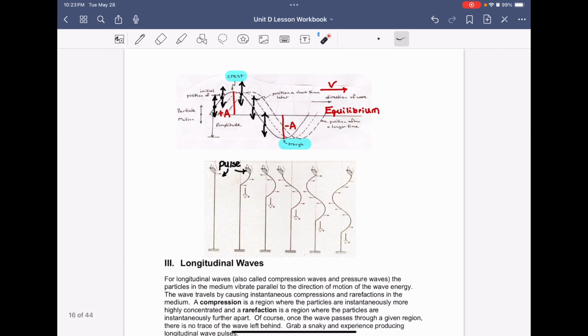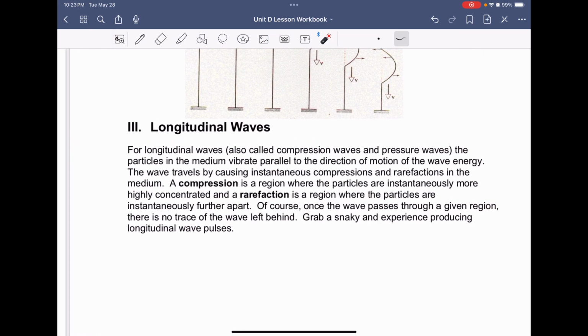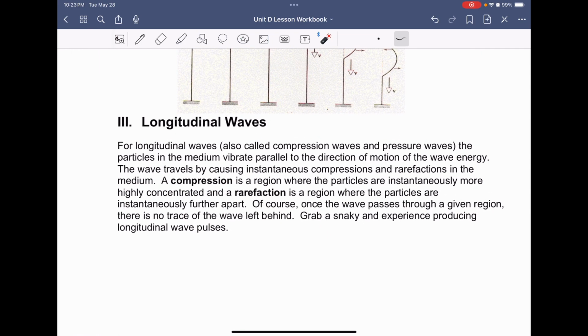Okay, now we're going to go on to longitudinal waves, which is the following. Longitudinal waves are a little bit different in the sense that they have their particle motion parallel to the direction of the motion of the wave, or parallel to the overall energy movement within this wave. Now, it's composed of the following.